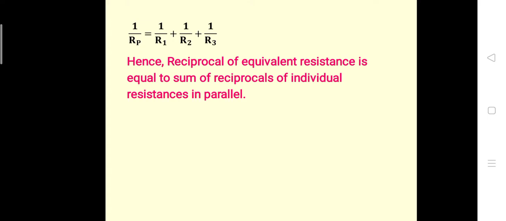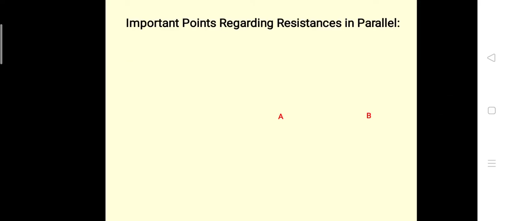Hence, the reciprocal of equivalent resistance is equal to the sum of reciprocals of individual resistances in parallel. 1 upon Rp, the reciprocal of equivalent resistance, is equal to 1 upon R1 plus 1 upon R2 plus 1 upon R3, the sum of reciprocals of individual resistances in parallel. Some important points regarding resistances in parallel.